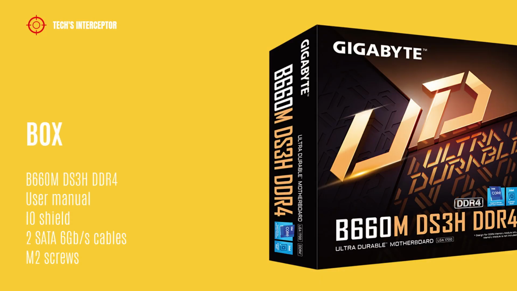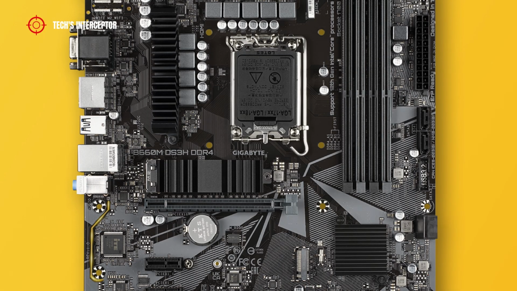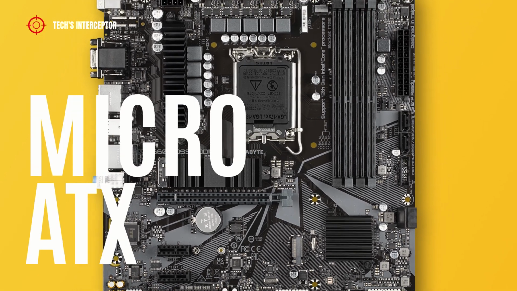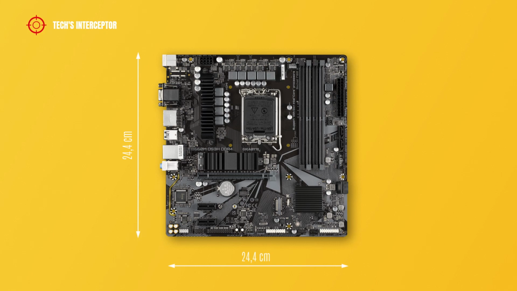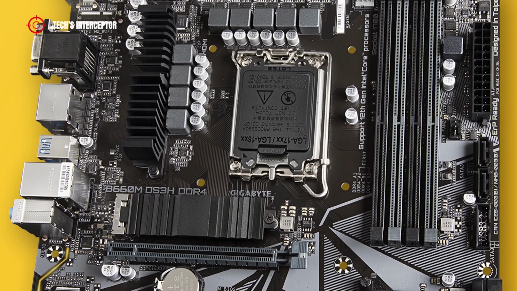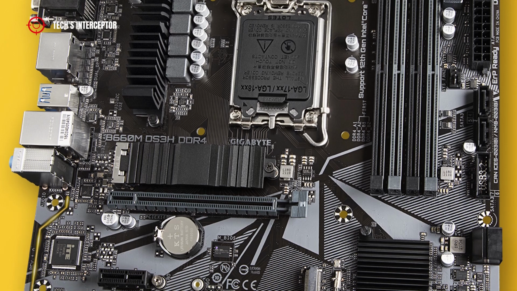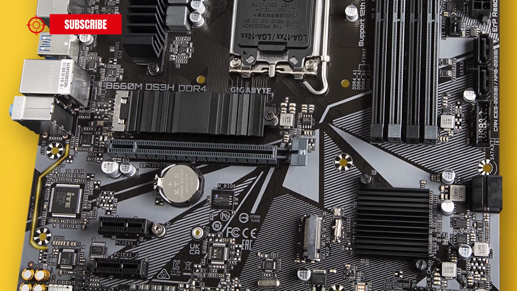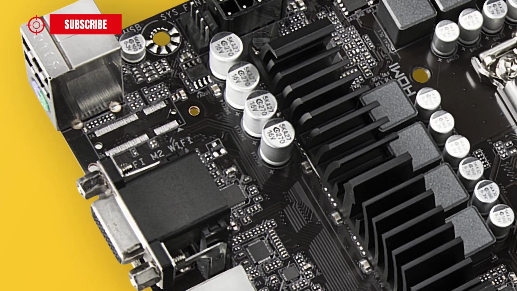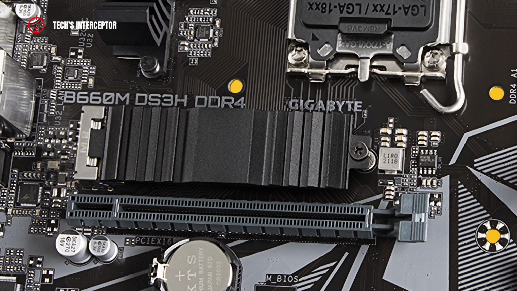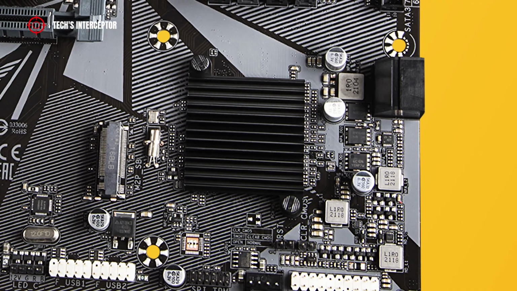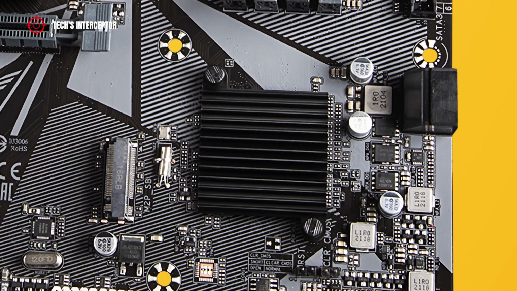Starting from the box, we find, of course, the motherboard, the user manual, IO shield, 2 SATA cables and M.2 screws. The B660 board in question has a micro ATX form factor and measures 24.4 cm by 24.4 cm. It has a black PCB with a grey accent for about half of its profile, but it's covered by one black brushed metal heatsink with thermal pad at the side of the I/O back panel. In addition, there is one heatsink that covers the M.2 slot. And finally, the chipset presents a small black square heatsink.